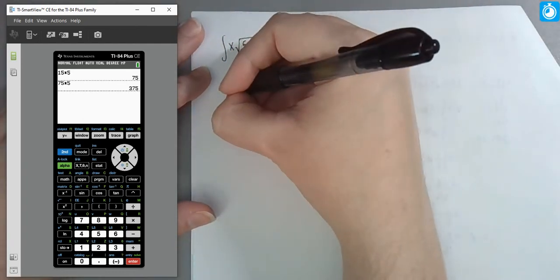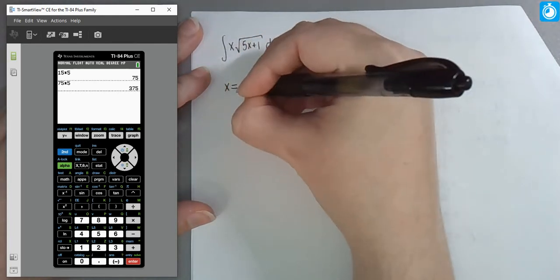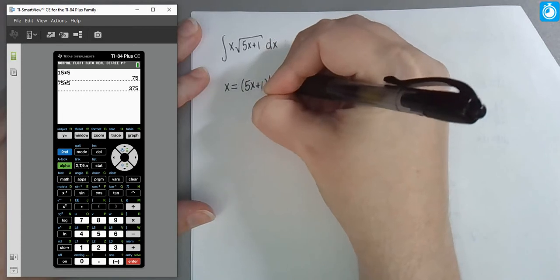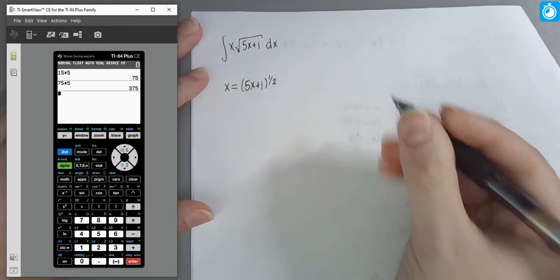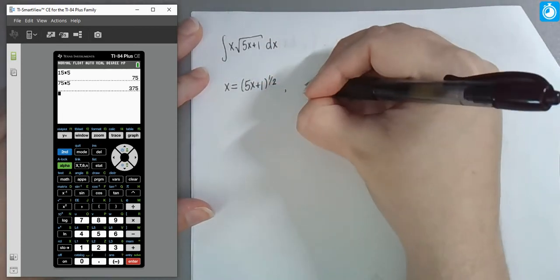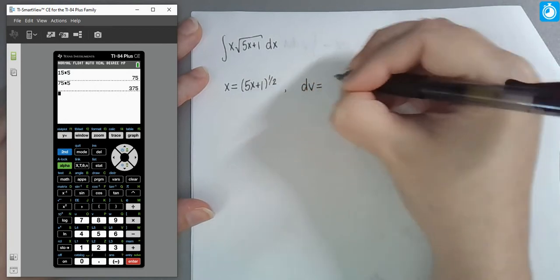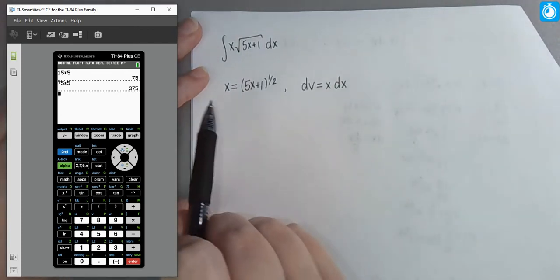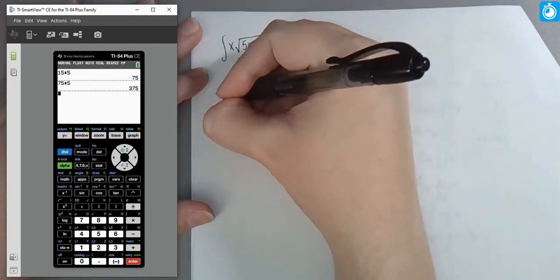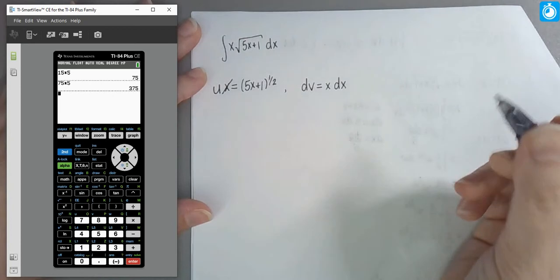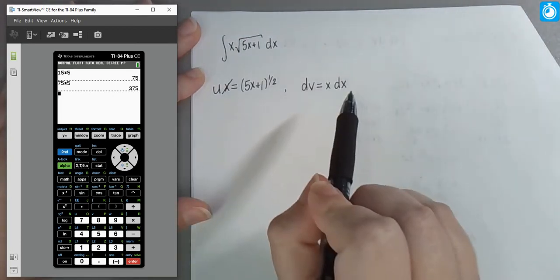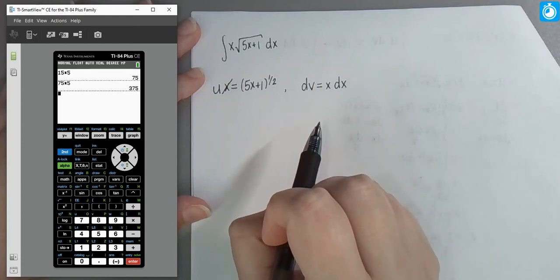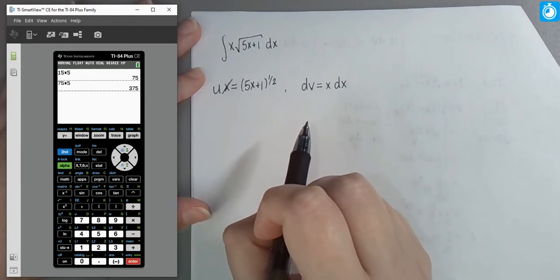Well, that means we would allow u to be 5x plus 1 to the 1/2, if we want to think of it that way. And of course, we know we need it in that form in order to use our derivative rules. And that means dv would be x dx, which is certainly something that we can integrate. In some ways, this might be a more obvious choice because, again, when we identify dv, we're looking for something we can take the antiderivative of.